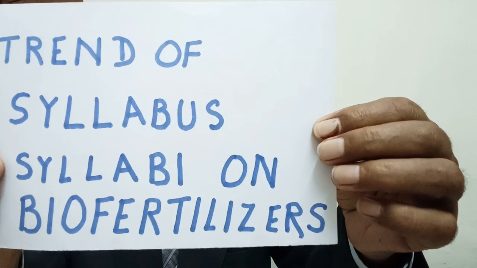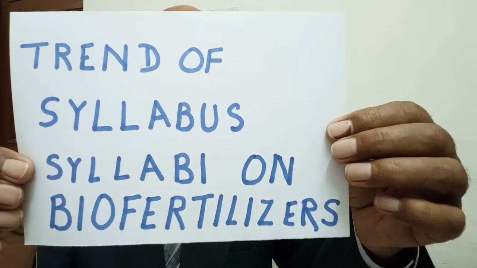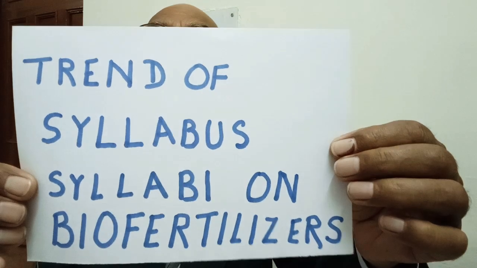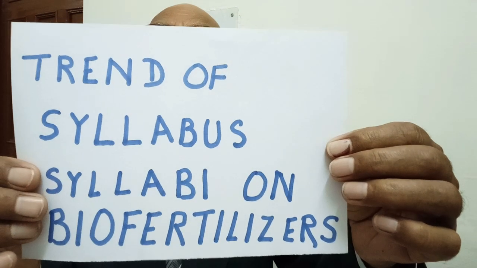So what is the trend in the courses taught at the graduation and post-graduation level, in the syllabi of microbiology or agricultural microbiology, on biofertilizers? The first unit of a typical course covers microorganisms as biofertilizers: rhizobium, isolation, identification, mass multiplication, carrier-based inoculants, actinorhizal symbiosis.